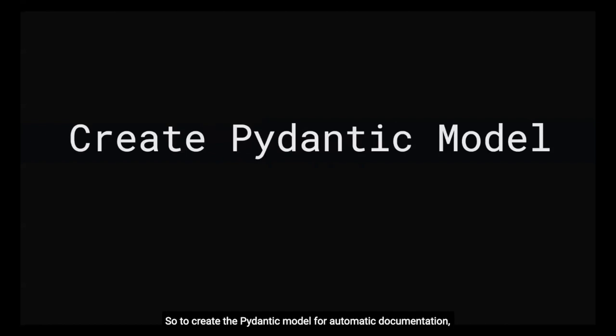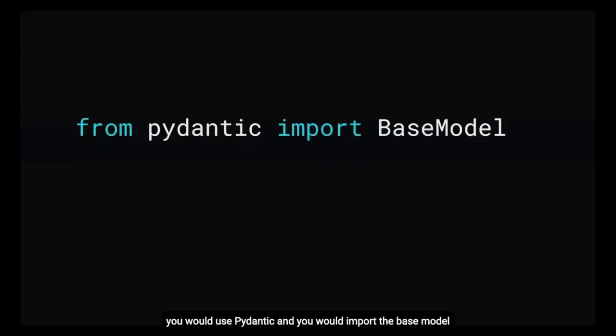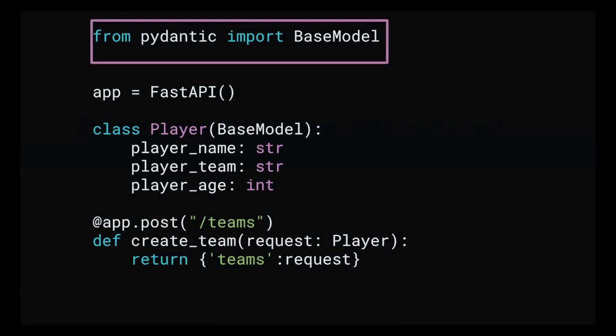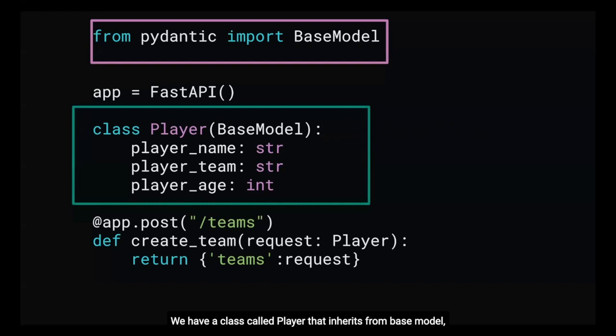So to create the Pydantic model for automatic documentation, you would use Pydantic and you would import the base model from Pydantic. Okay, and then our class will inherit from this base model. So for example, if both your parents have brown eyes, it's highly likely that you'll inherit their brown eyes as well. And inheritance in object-oriented programming works the same way. So here we're importing base model. We have a class called player that inherits from base model, and we're declaring variables with types. So as you can see, player_name is type string, player_team is type string, player_age is type int.